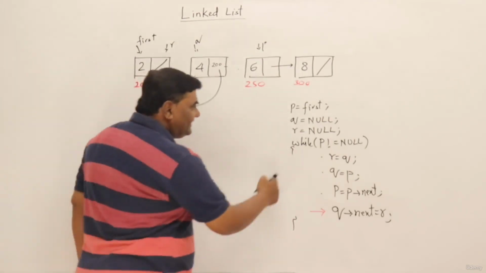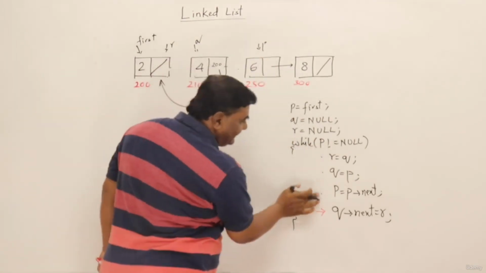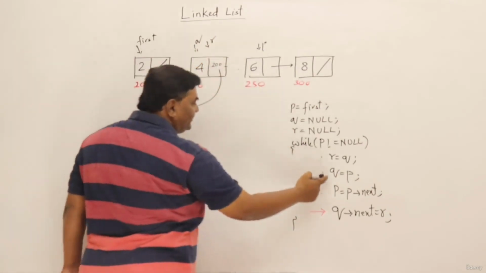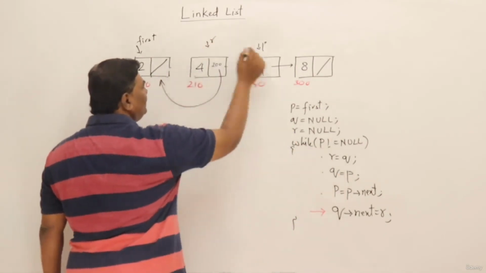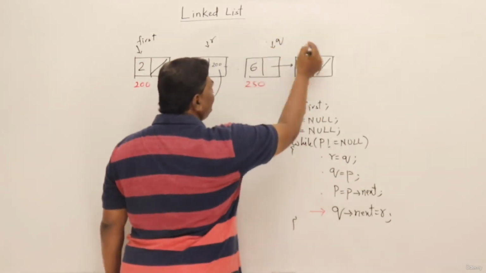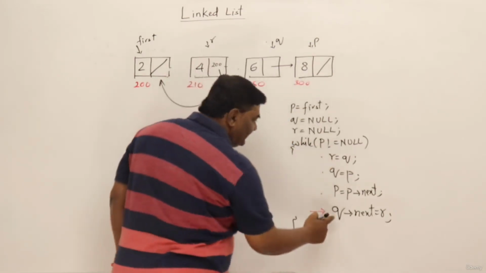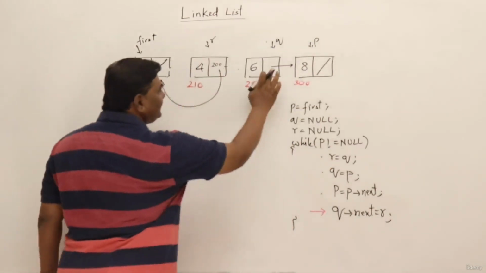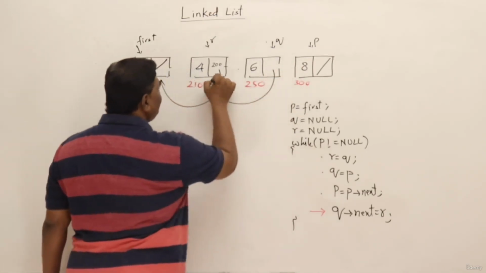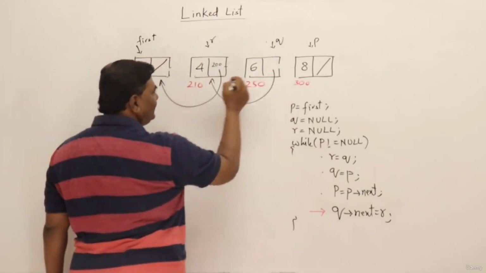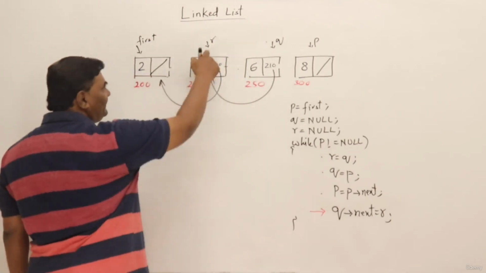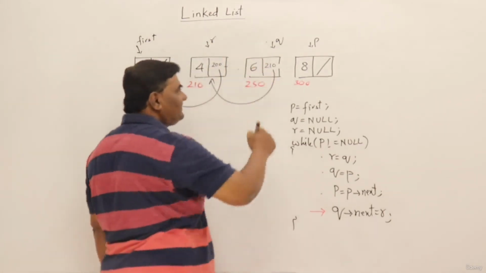Next, again continue. P is not null. Then slide them. R upon Q, then Q upon P, then P to next. Then Q's next on R. So Q's next is this one. This was having 300. Now this will point on R. What is R? R is a pointer pointing on this node, means it is having address 210. So that address 210 is written here.